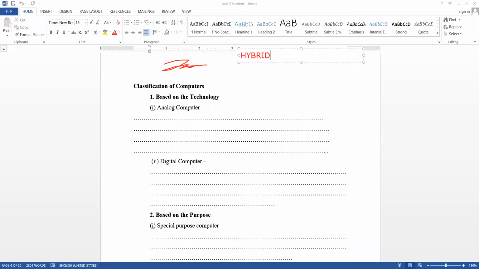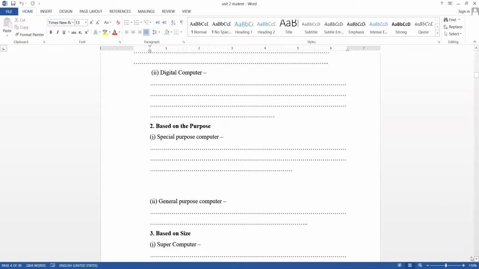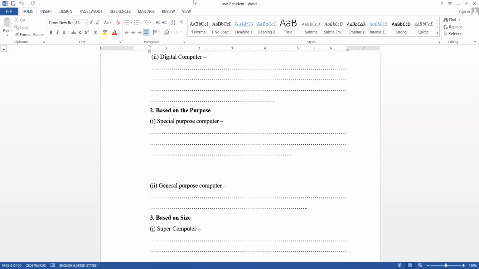Put example, ECG machine. Then we'll go to the classification based on purpose. Based on purpose.